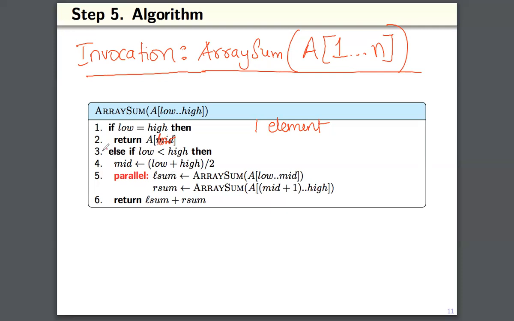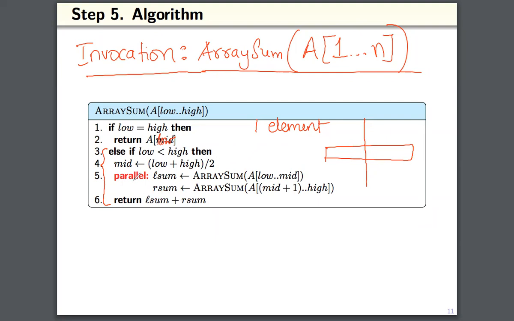If there are 2 or more elements, then what do you do? If low is less than high, like your binary search. Remember binary search? The only difference is, binary search will call only one child function. But here you are calling both the child functions. So hence that is decrease and conquer, and this is divide and conquer. So mid is equal to low plus high by 2. That means you split that array into 2 equal parts, or almost equal if n is not an even number.